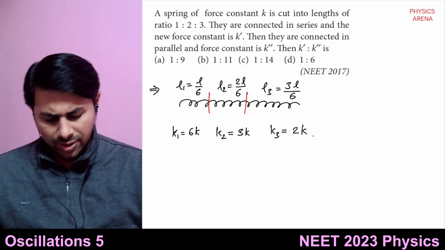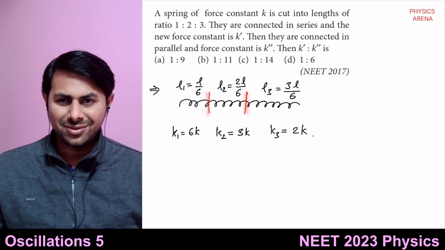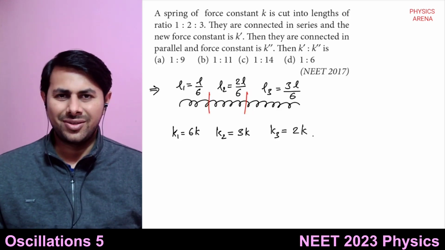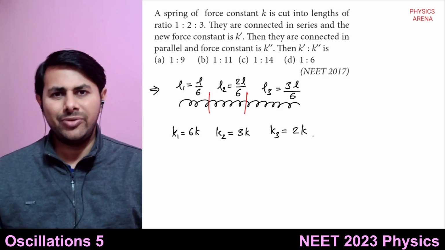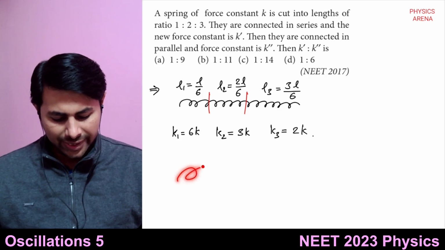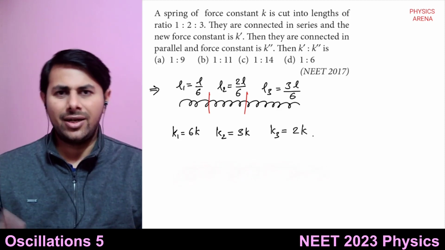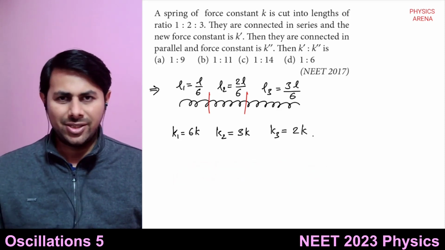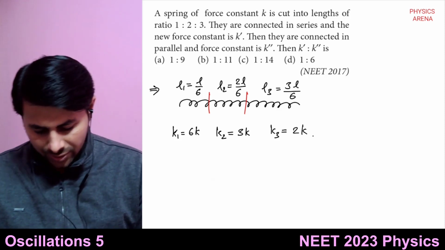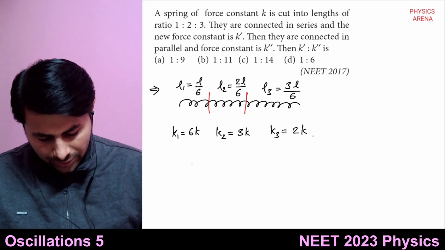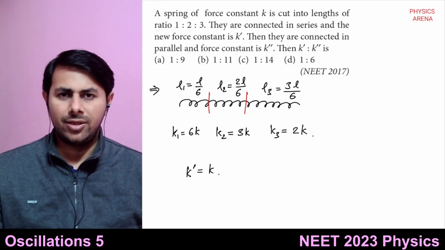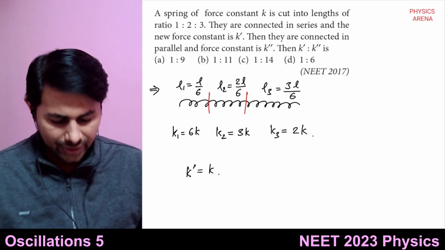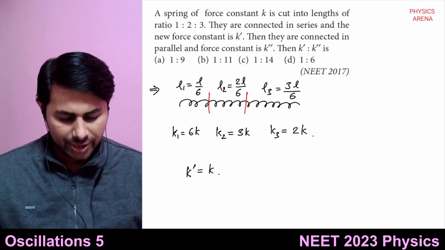My question is, you break it like this, you cut it and you connect it. So it's like restoring the previous case. You take a spring, you cut it, and again you join it. There won't be any change in the spring constant. So I don't want to solve for the series combination. K dash is just equal to K. Even if you solve using the formula for series combination, you will get the same.